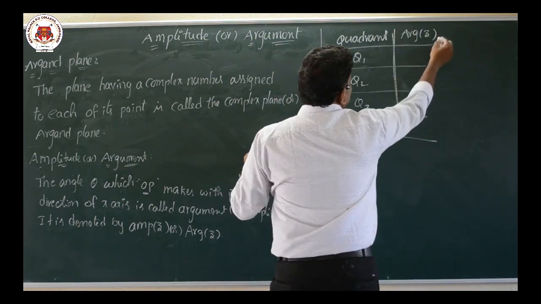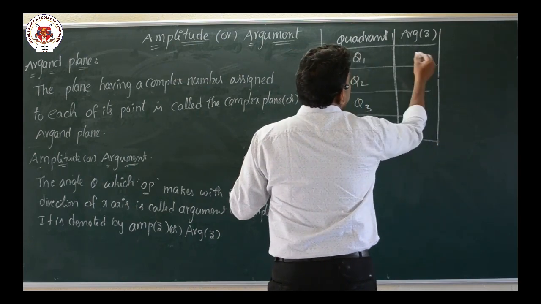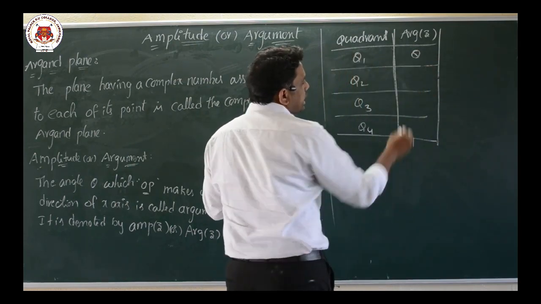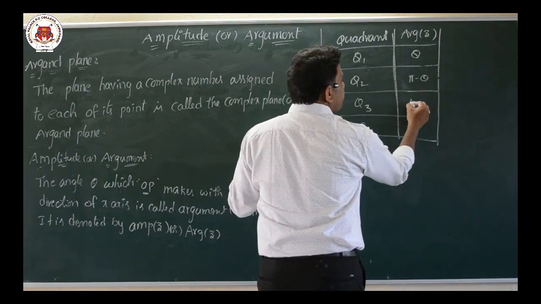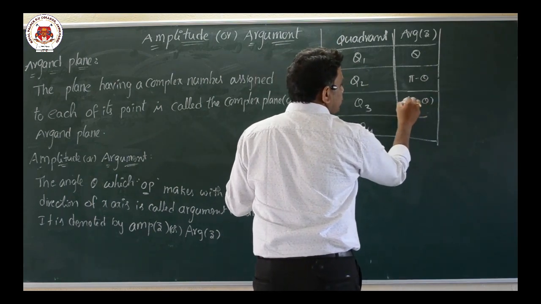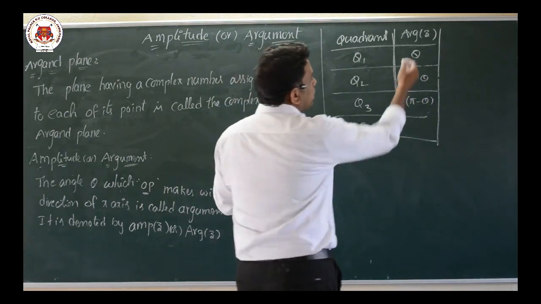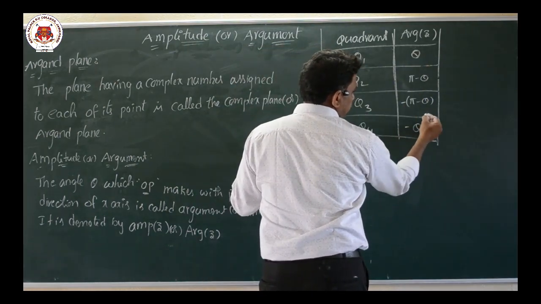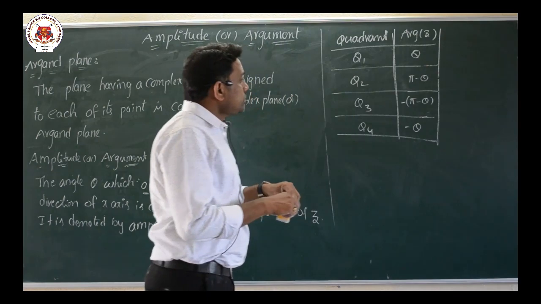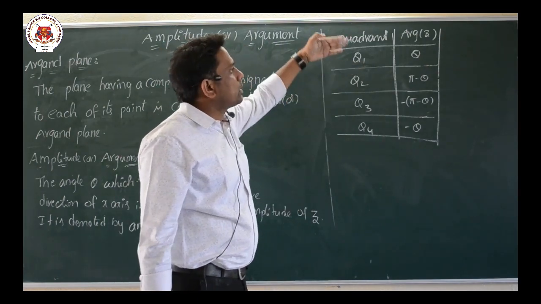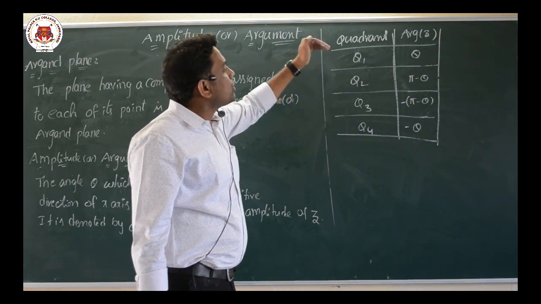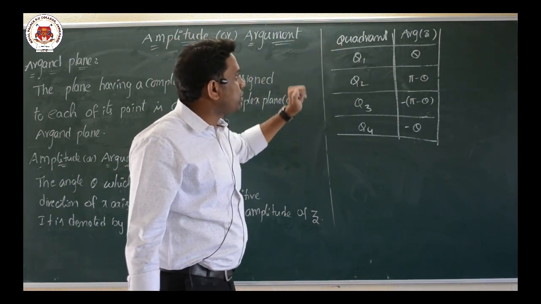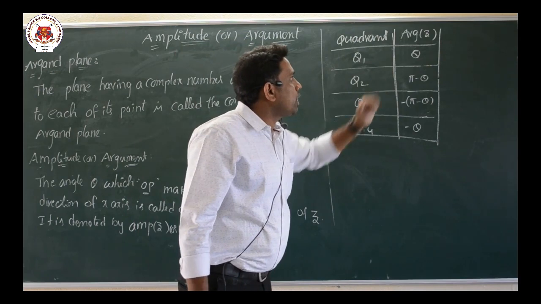Now the arguments. The first quadrant argument is theta. The second quadrant argument is pi minus theta. The third quadrant is the same, pi minus theta, but we have to put a negative sign. In the fourth quadrant, first and fourth are both the same, but we have to put the negative sign. So first of all, we have to convert the complex number into ordered pair form. Next, we have to check which quadrant that complex number belongs to. According to that, we have to find the argument.